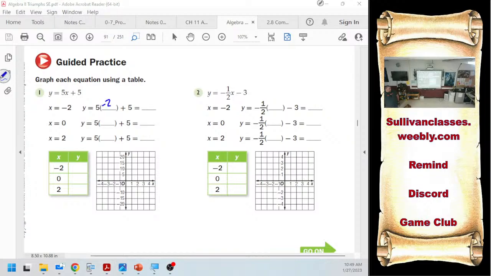Alright. -2, 0, 2 gets me -5, 5, and 15 respectively. Looks like most of us got those. Left 2, down 5, make a dot. No left or right, up 5, make a dot. Right 2, up 15, make a dot. Grab a straight edge, connect the dots.